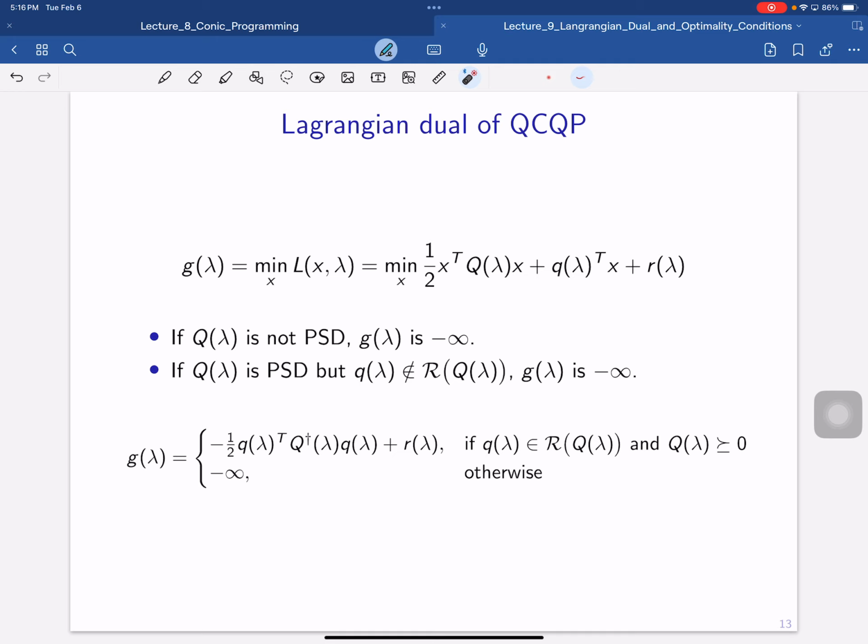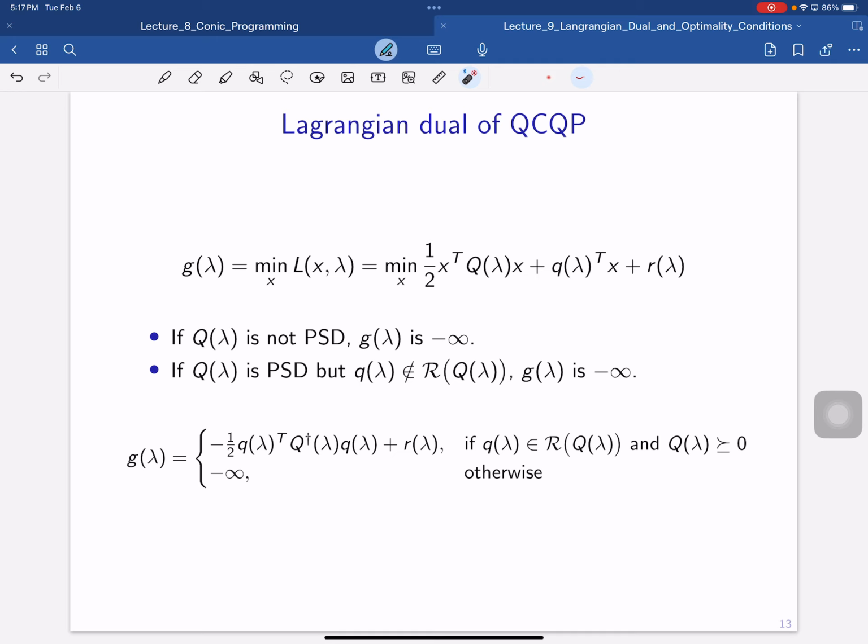Just to repeat the result: when Q lambda is not positive semi-definite, then G lambda is unbounded. And when Q lambda is positive semi-definite, but the linear coefficient is not in the row space of Q lambda, then this Lagrangian function is also unbounded. Those are the two cases we talked about before.